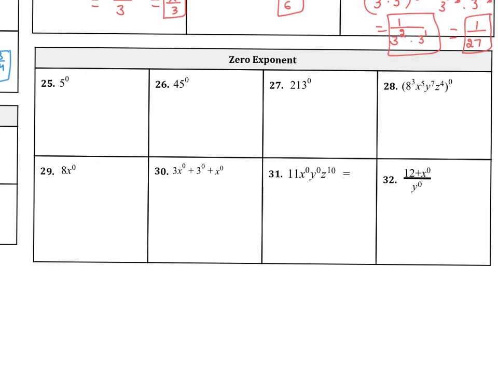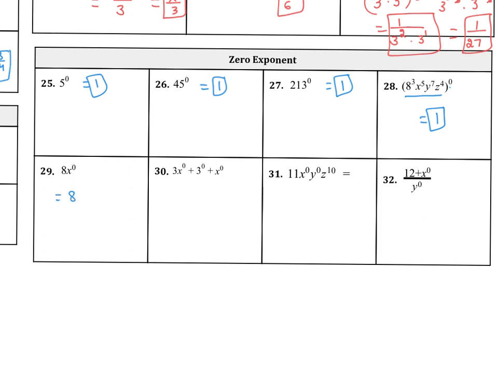Next is zero exponent. So when you do the zero exponent, it doesn't matter the base. Whenever you have exponent as 0, you're going to get the answer 1. So this is a base 45. Exponent is 0, answer is 1. Answer is 1. And in this case, this is the whole base and the power is 0, so the answer is going to be 1.